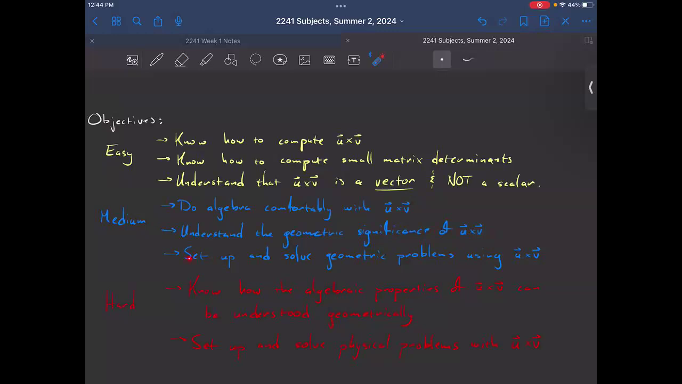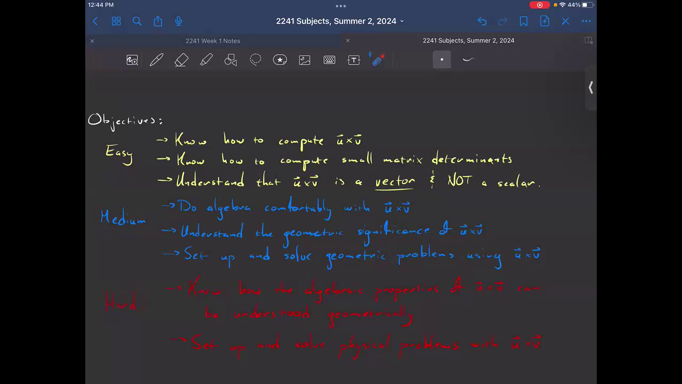Last is that you should be able to set up and solve geometric problems using u cross v. So if someone describes something to you like, here's a tetrahedron, find its volume or its area or something. There are ways to solve those types of problems using the cross product that make them very, very easy. But the catch is you have to know how to use the cross product, know how to set up the problem. All right, here's our hard ones.